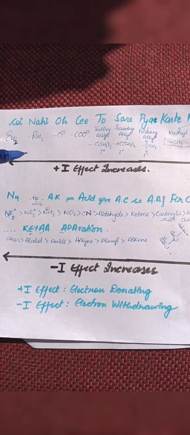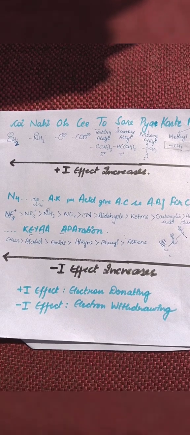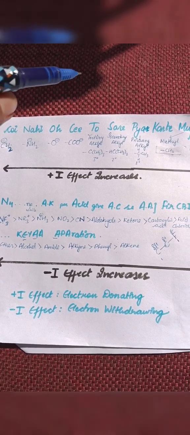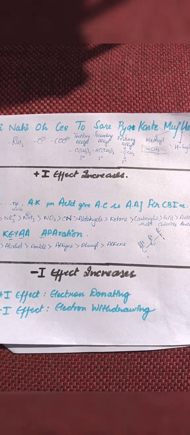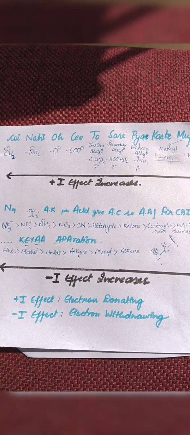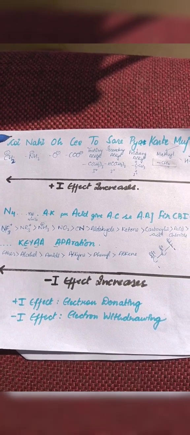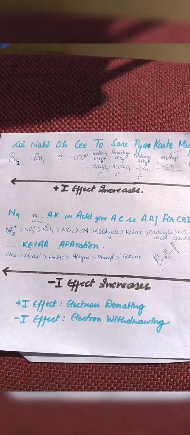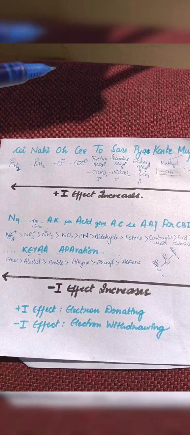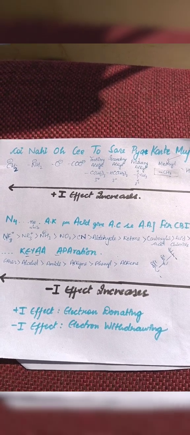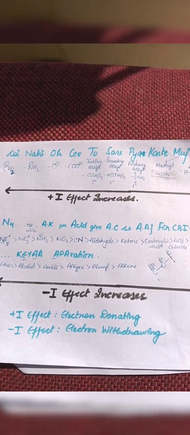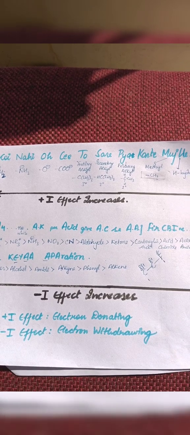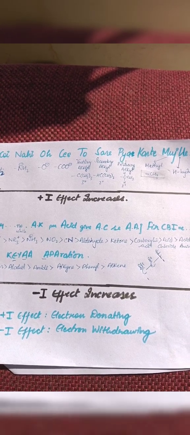The first is about plus I effect. Well, in plus I effect, the trick is a Hindi mnemonic phrase. C represents CH2 negative, N represents NH2 negative, O represents O negative, C represents COO negative, T represents tertiary alkyl group, that is 3 degree, S represents secondary alkyl group, that is 2 degree, P represents primary alkyl group, and in the last word, M represents methyl and H represents hydrogen.